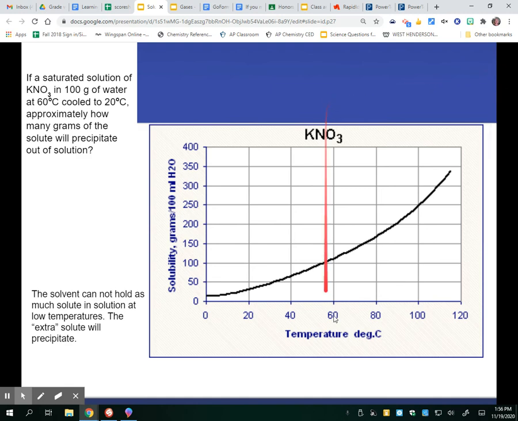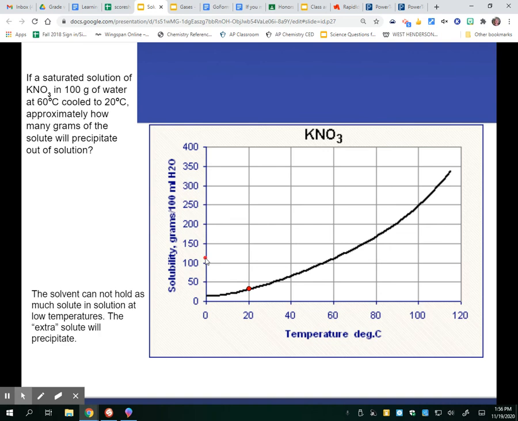So at 60 degrees C, you can just see from the graph that this solvent can hold a lot more of the solute than it can at 20 degrees C. So the way to answer this type of question is to find the solubility, or that maximum amount, at each of these temperatures. So at 60 degrees C, we read that maximum amount.